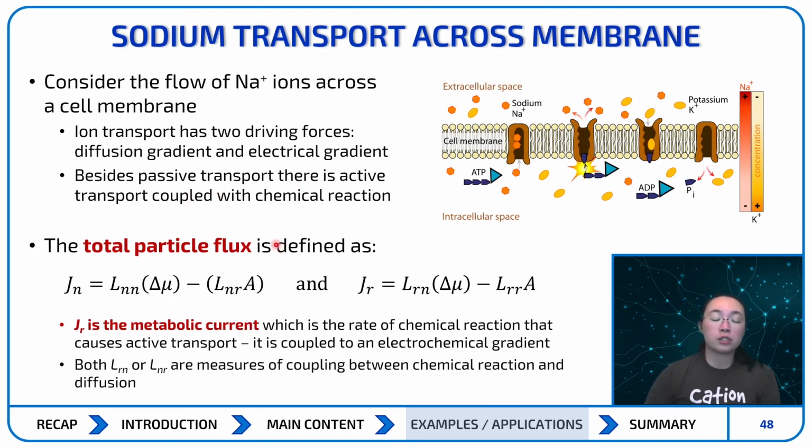So if we're just looking at the sodium ions, the total particle flux is defined by these two equations. You have Jn, where you have Onsager's coefficient, times delta mu, minus Lnr times A, where r is the reaction. The flux coming from the reaction is LRN delta mu, and then you have LRR A. JR over here is defined as the metabolic current. So that's the rate of the chemical reaction that causes active transport. So that's just one more thing we have to add to the scenario, and it's going to be coupled to the electrochemical gradient that we looked at before.